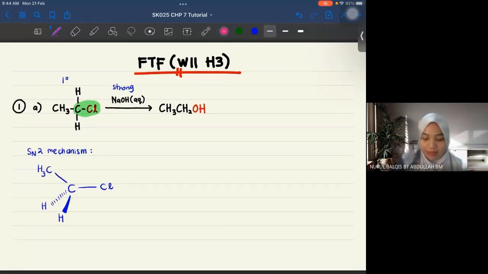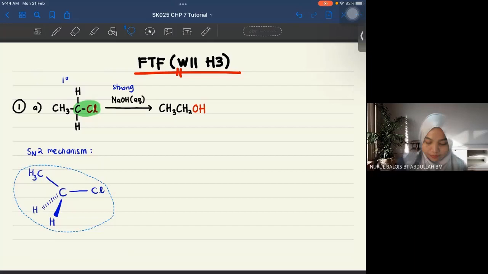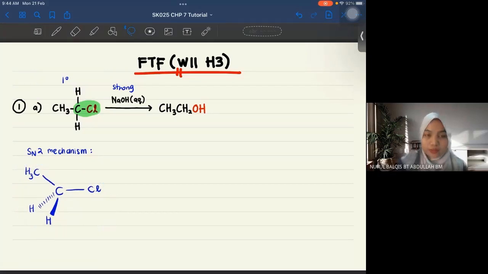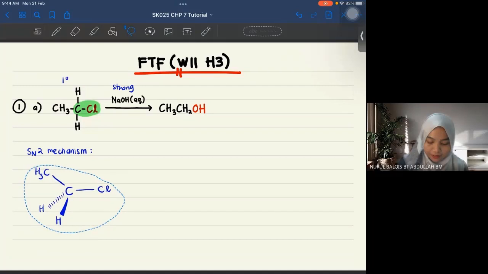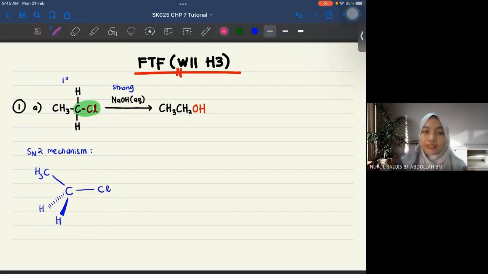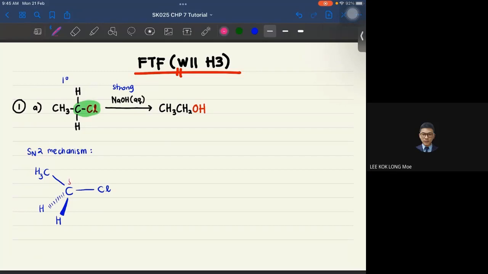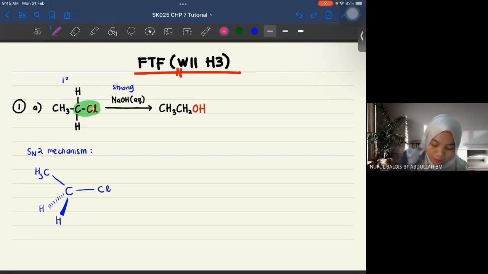What is the first steps? What is the first step, class? Boleh ke terus attack? No. No, kena first show the bond polarity, right? Yes, put the partially positive and partially negative. Then only you can proceed to the next step, which is attack of the nucleophile.